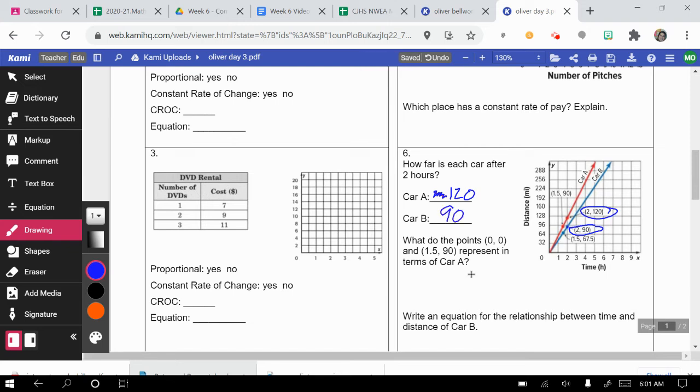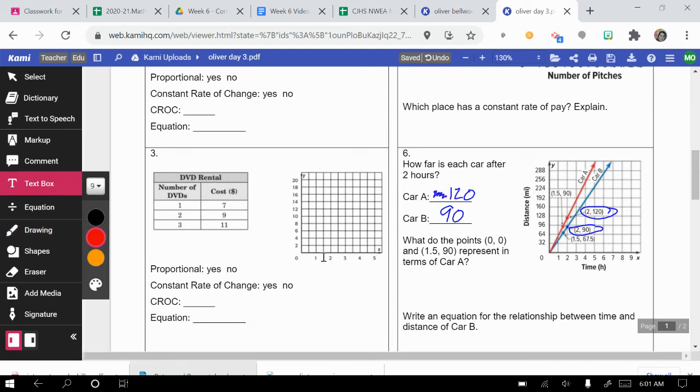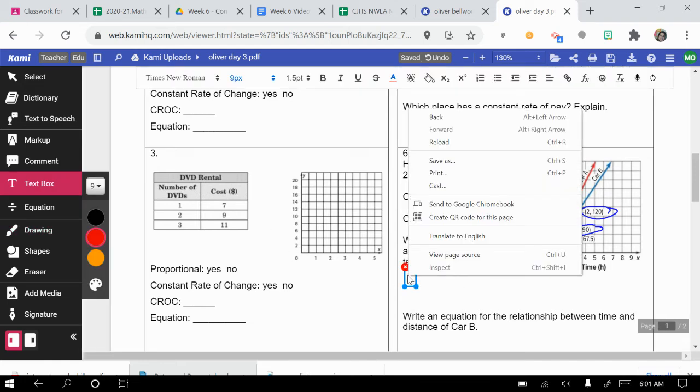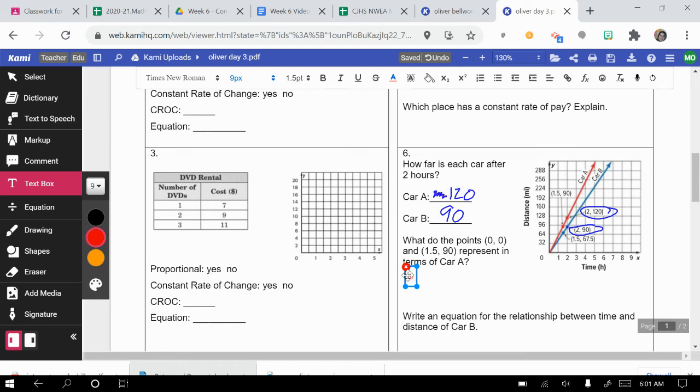What do the 0, 0 and 1.5, 90 represent in car A? This was a question on our practice test, and a lot of students missed it. So that's why we're going over it again. All right, so 0, 0, a little bit bigger so I know you guys can see it. Okay. 0, 0 is before moving. Kind of like our starting point. And then the 1.5, 90.